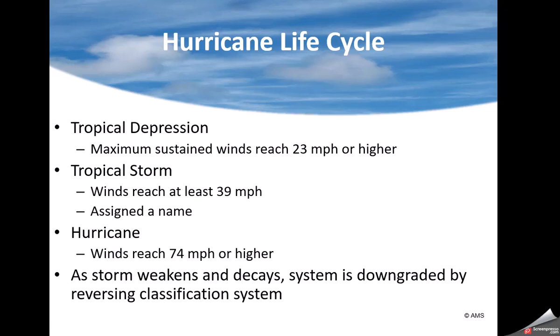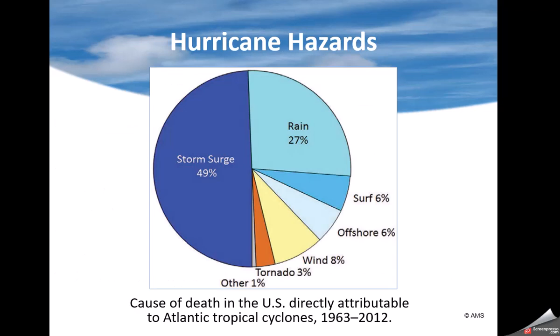Here's the criteria for naming them. Maximum sustained winds must reach at least 23 miles an hour for tropical depressions, 39 miles per hour for a tropical storm, and 74 miles per hour for a hurricane. The hazards from a hurricane are the storm surge and rain. They're the two biggest causes of deaths in the United States directly attributed to these.